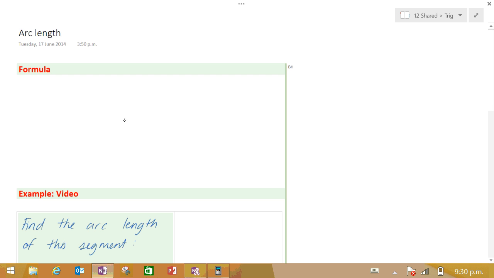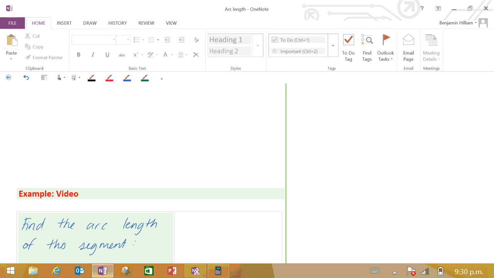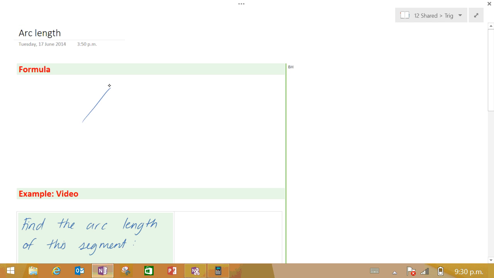Likewise, if we have just part of a circle, like a sort of a pizza slice, then this bit here, that's our arc. So that's what we're talking about when we're talking about an arc. So let's just say we have an arc like so, and we have an angle in there in degrees, and we want to know what the length of that is.